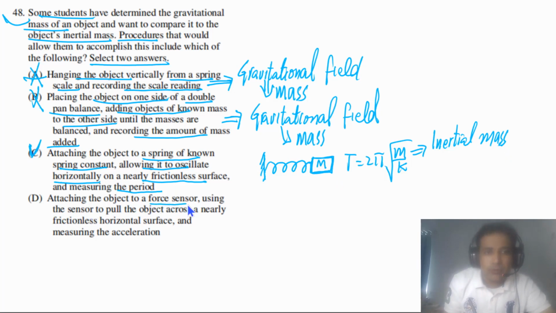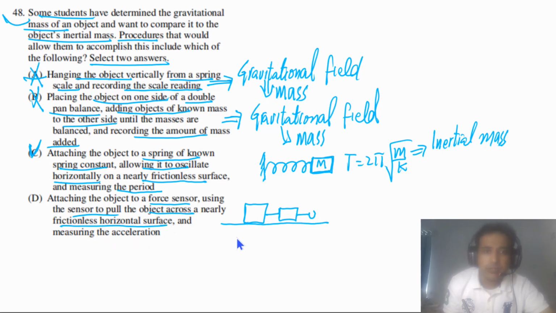Attaching the object to a force sensor, using the sensor to pull the object across a nearly frictionless horizontal surface. So we have a mass, and we attach this object to a force sensor. Simply, we can imagine this one is the force sensor and this is on a frictionless horizontal surface. So in this case we can determine the inertial mass by measuring the acceleration.